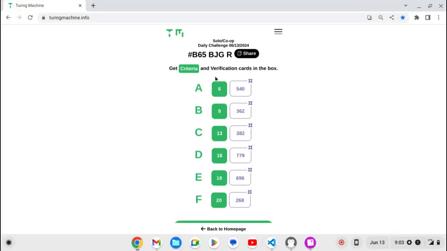So today's puzzle uses the following 6 criteria cards: criteria card 6, 9, 13, 18, 19, and 20, and it uses the purple verification cards. This code is your way to get more information on today's puzzle by doing a search on turingmachine.info. Let's solve.